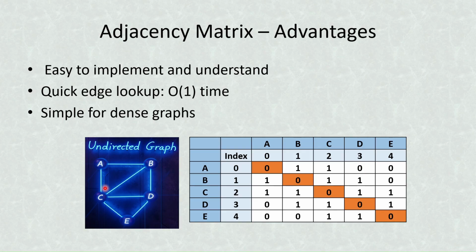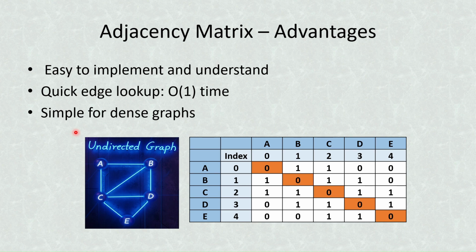Same thing, suppose I just want to check if there is an edge between A and C. So I will go to this row and check the entry in the C column. The entry is a 1, so I will say that there is an edge between A and C. So you can say I will quickly get to know whether there is an edge between two vertices or not. Next advantage is it is used for the dense graph.